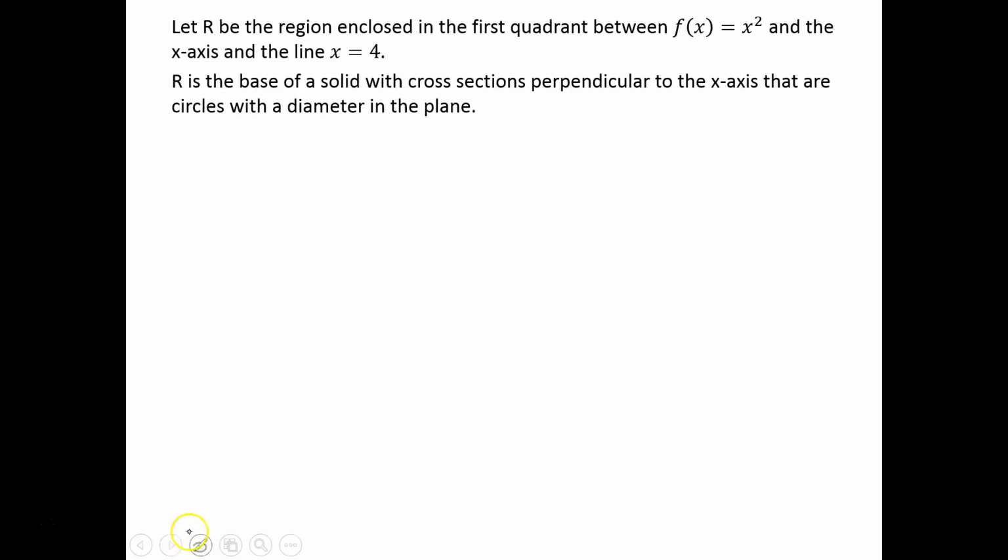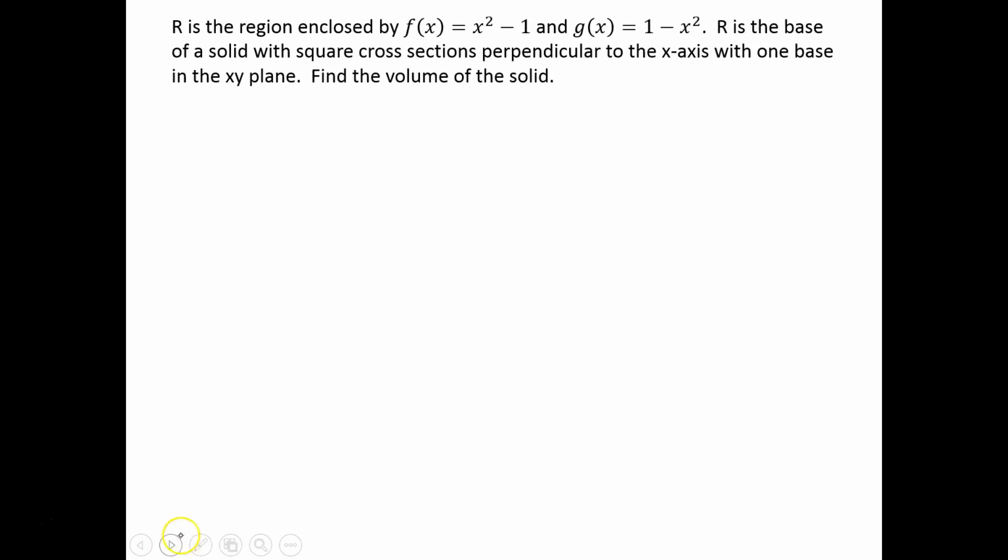All right. Here we go. Another problem. This one's got a little bit different spin. So we've got x squared minus 1. That looks like this. And we've got 1 minus x squared, which looks like this. So we have squares that are perpendicular to the x-axis with one base in the xy plane. So a square, something like this.